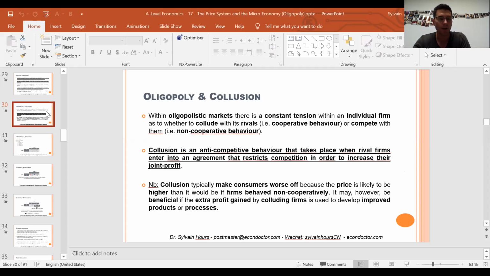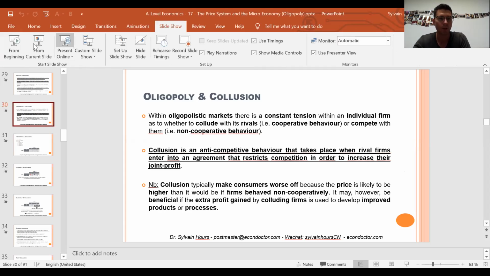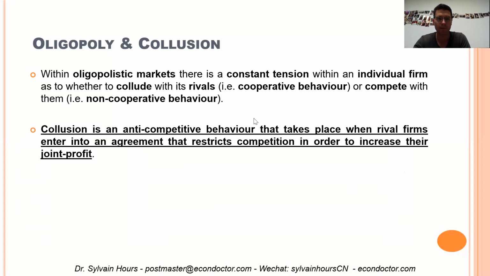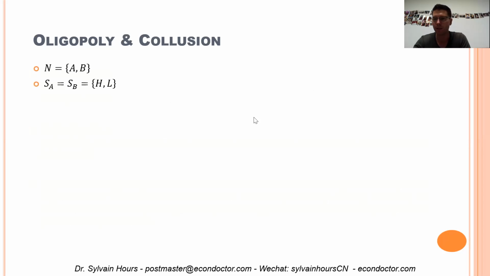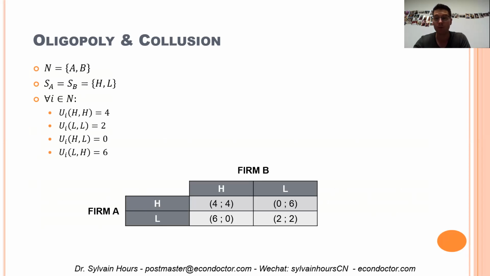Okay, so let's just summarize. We started talking about collusion last week. I gave the definition of what collusion is, and then we had a look at this game, which is a very typical collusion game where each firm has the opportunity to charge a high price, which will be seen as the cooperative or the collusive strategy, or to charge a low price, which is the aggressive or non-cooperative strategy.